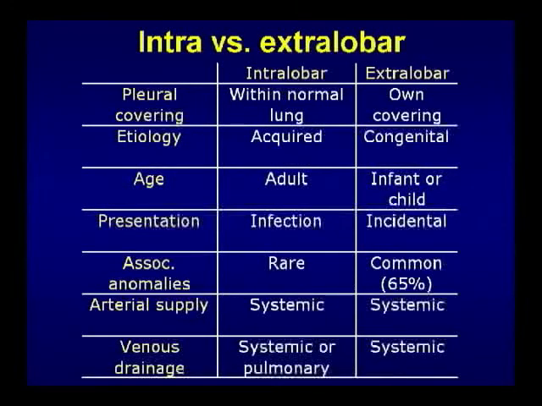Intralobar presents in an adult with infection. Extralobar presents usually in an infant or child, and it's an incidental finding because they're getting worked up for some sort of associated congenital heart disease or some other congenital disease. There's systemic arterial supply in both, and on the CT scan, that's one of the most important findings to look for. With intralobar, you can get either systemic or pulmonary venous drainage, whereas in extralobar, you only have systemic drainage, okay?